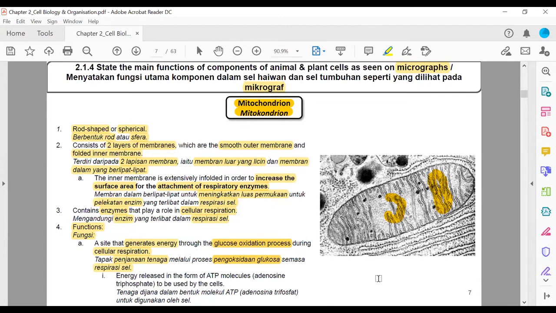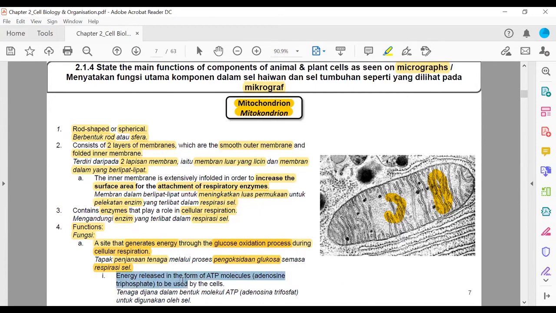So what is required to generate energy? Glucose and oxygen. So where does this process occur? Inside the mitochondria. What is the name of the process cell generate energy? Apakah nama proses sel menghasilkan tenaga? We call that cellular respiration ataupun respirasi sel. During chapter 7, we are going to learn cellular respiration, respirasi sel dengan lebih lanjut lagi. Okay, ya?